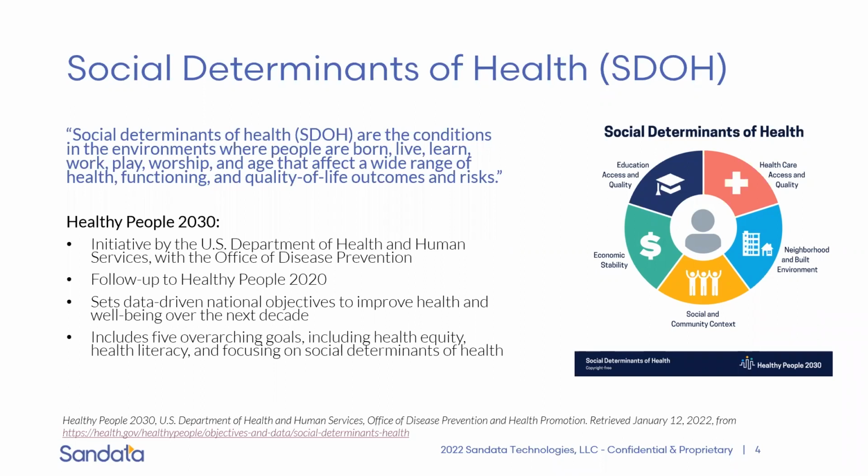And this Healthy People 2030 initiative includes 5 overarching goals, but there's a few of those included here that I'm going to call out and mention, and that's health equity, health literacy, and focusing on social determinants of health. That is actually a specific focus that they have put into this Healthy People 2030 initiative. And that is because the way that the US Department of Health and Human Services and the Office of Disease Prevention see it, SDOH contribute to health disparities and inequities and promoting healthy choices.